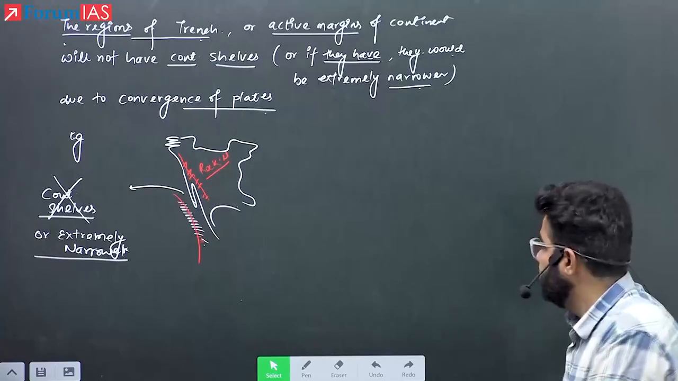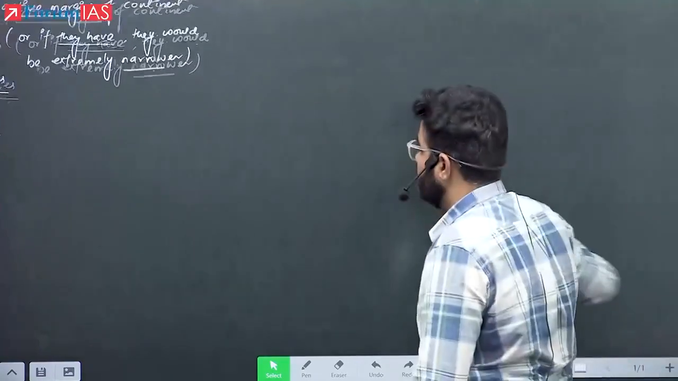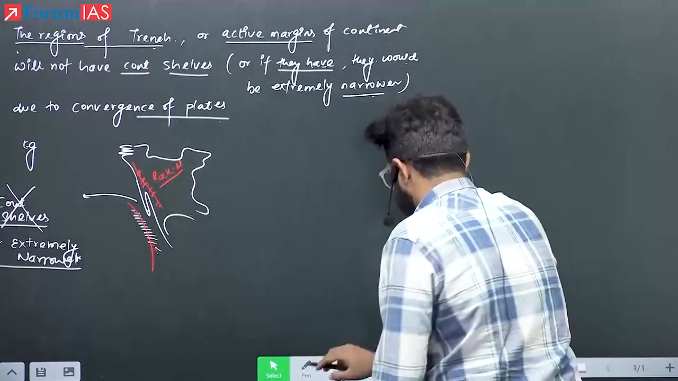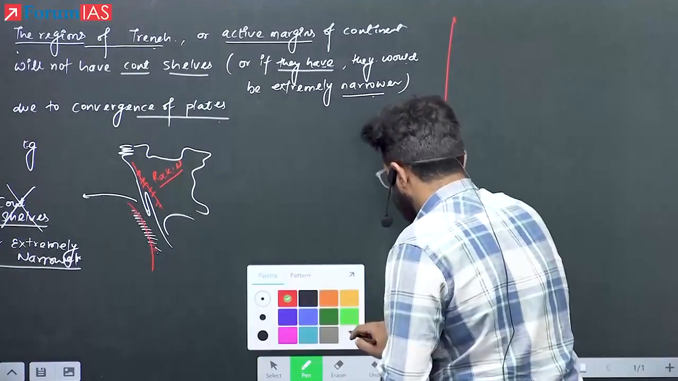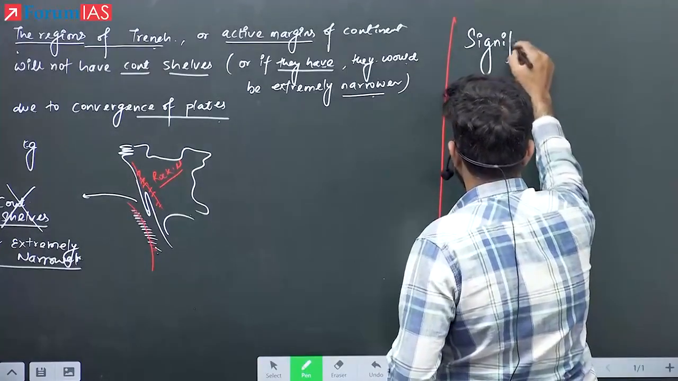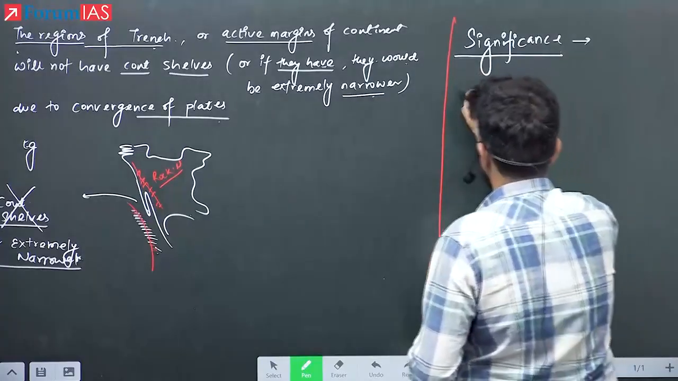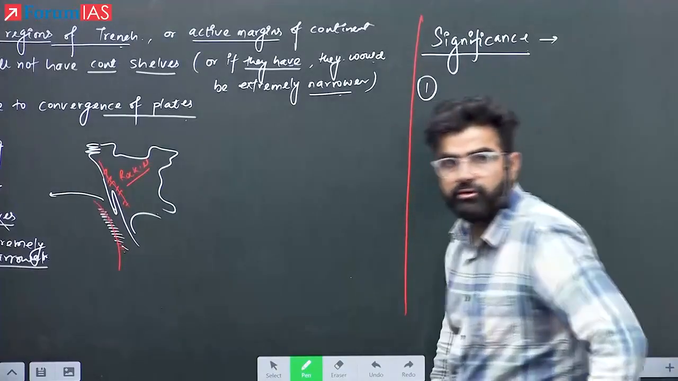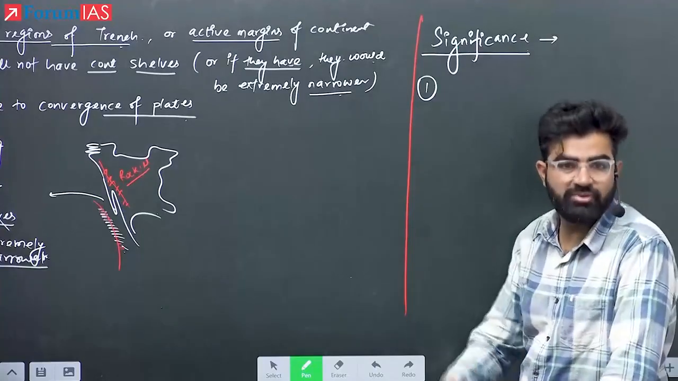Done? Next, the significance of the continental shelf. What, according to you, is the significance of the continental shelf? Tell me now. Continental shelf and their significance. Number one, because it is a photic zone. It is the zone in which sunlight can penetrate. So therefore, most of the life, most of the nutrients will be found here.